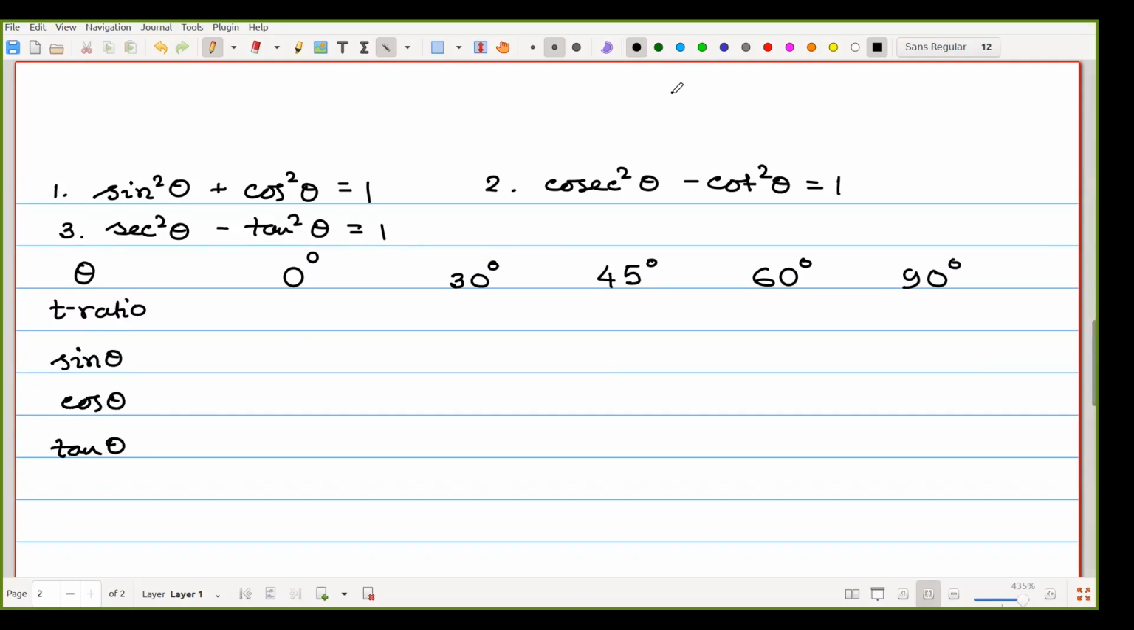tan theta. If we have sine 0 degree, the value is 0. Sine 30 degree, that is half. Sine 45 degree, 1 by root 2. Sine 60 degree, root 3 by 2. Sine 90 degree, 1.